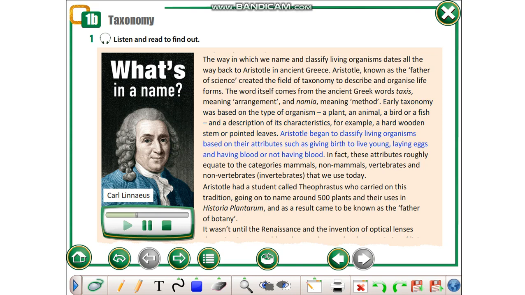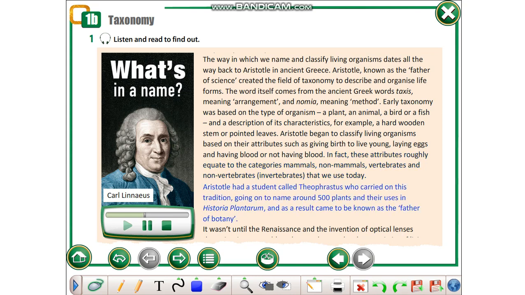Aristotle began to classify living organisms based on their attributes, such as giving birth to live young, laying eggs, and having blood or not having blood. In fact, these attributes roughly equate to the categories mammals, non-mammals, vertebrates and non-vertebrates, invertebrates, that we use today.